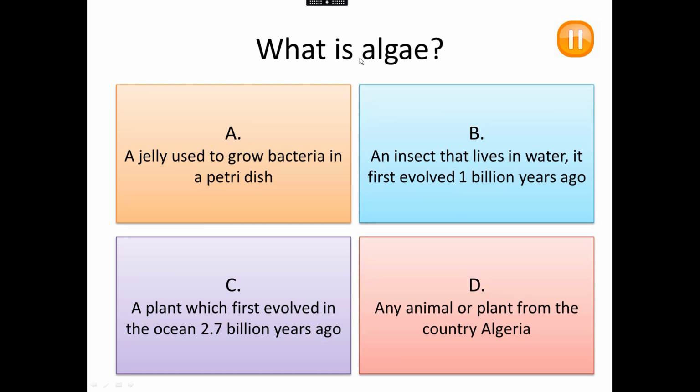But algae, I mentioned earlier, had a really important effect on the Earth's atmosphere. But what is algae? What did I say about algae? Which is the correct answer? A, B, C, or D? Pause it now. Okay, what was the correct answer? It was C. Algae is a plant which first evolved in the ocean 2.7 billion years ago.